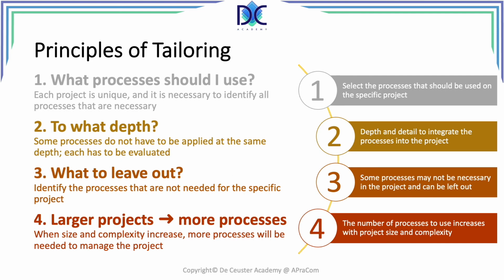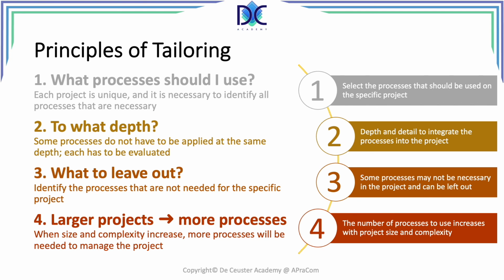Now, when we see all these elements here, it looks like we have to do so many things. And basically, we have to comply with the principle of tailoring. Tailoring is basically adjusting the level of detail to the size of the project. Now, when we start with the project, the first thing to do is to decide what are the processes that I should use. So every project is unique, and we have to identify what is necessary. Now, how deep do we have to go? Each of those processes provide all the information that can be used for very, very large projects.